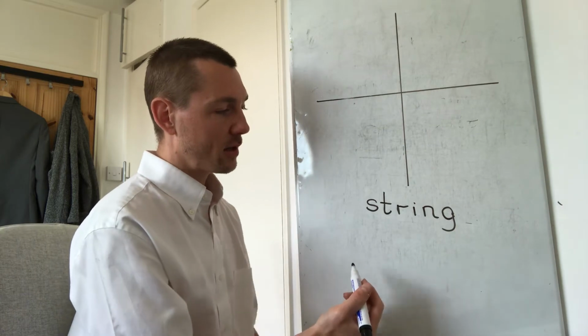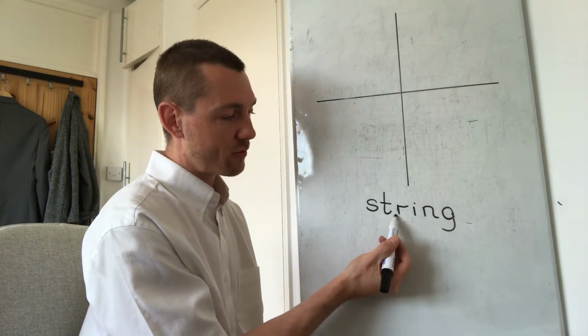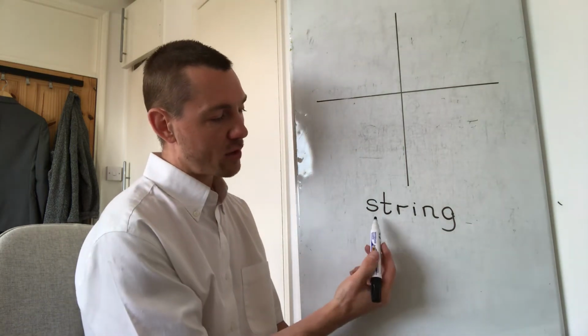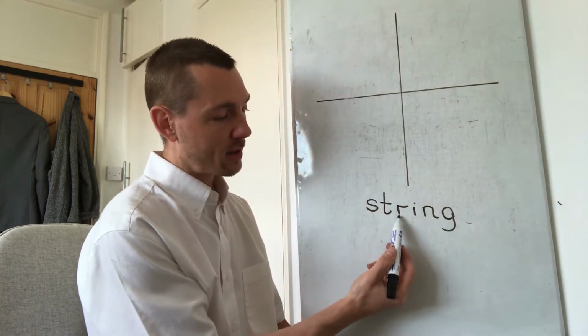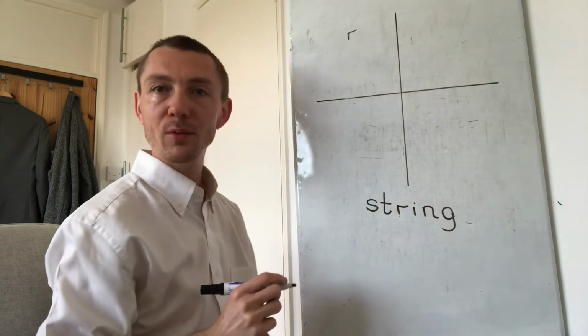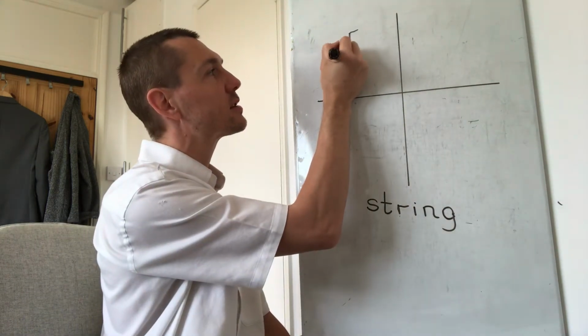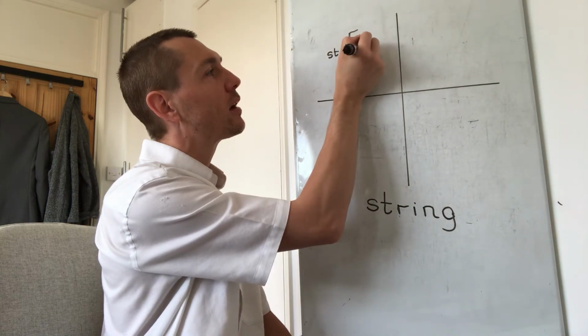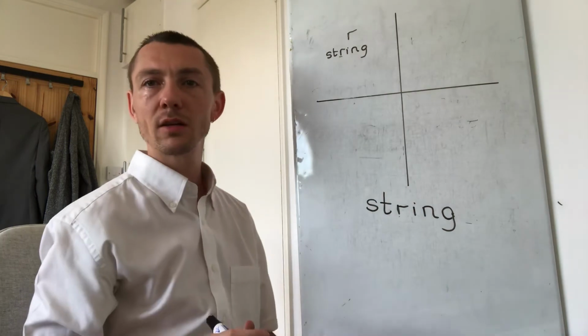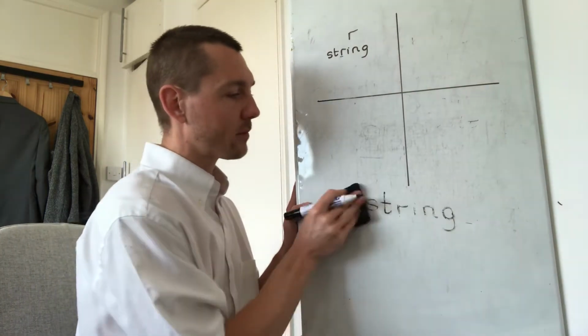String. And we have string. So the R spelling is just the letter R on its own, our first section. And we can build the word into that section. String. Okay.